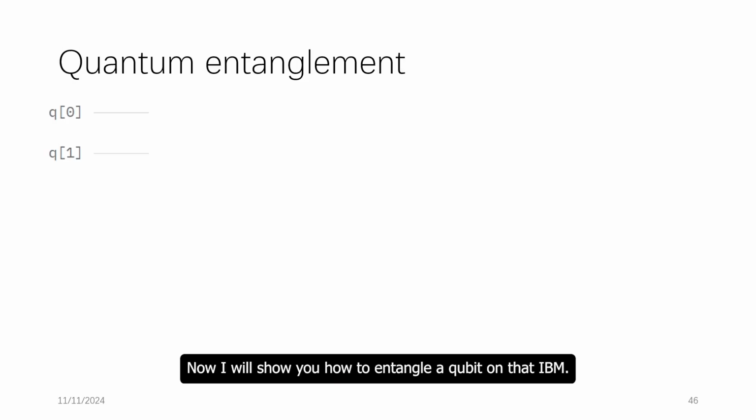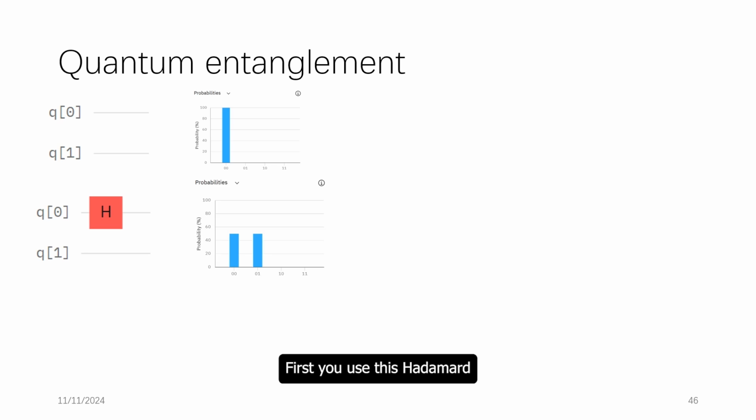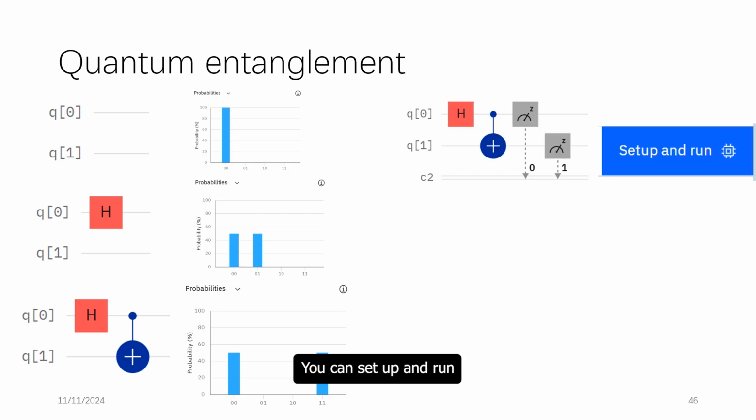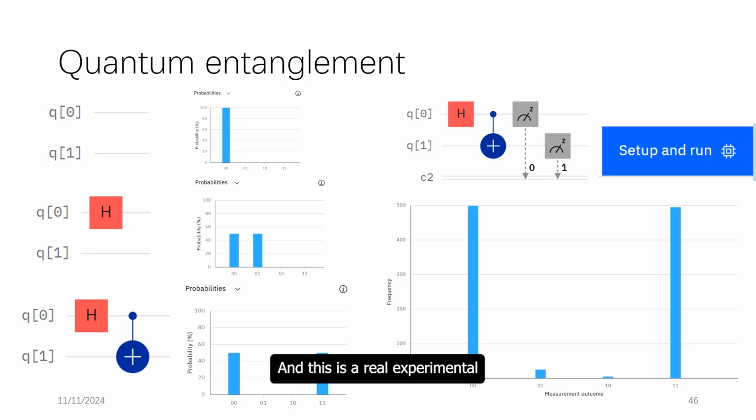Now I will show you how to entangle qubits on that IBM platform. First, you use this Hadamard. It basically flips the first qubit into a superposition between up and down, and then you use a CNOT, so that now these two qubits will be either both spin up or both spin down. You can set up and run. This means measurement, and this is a real experimental outcome of that circuit. Here you can see that it's indeed entangled, but with some errors.